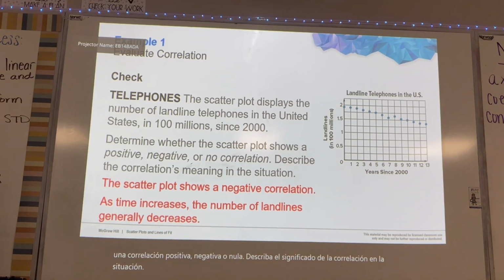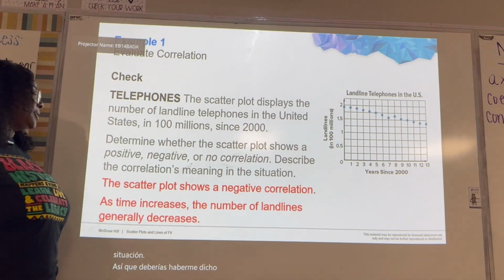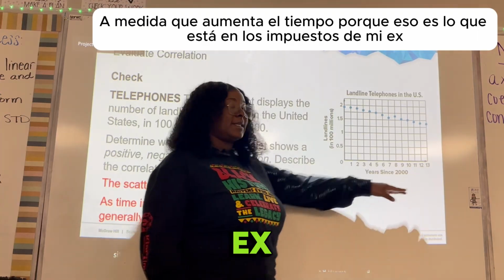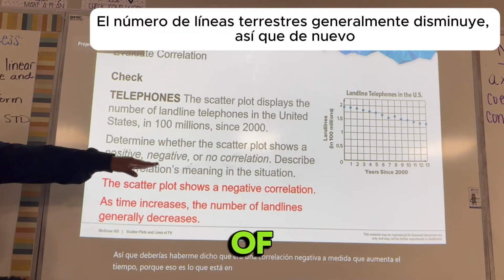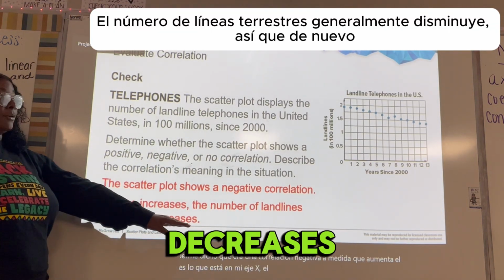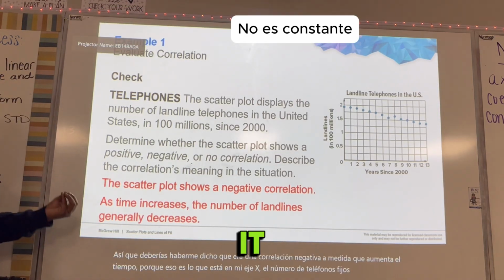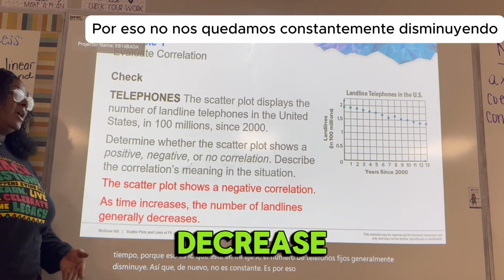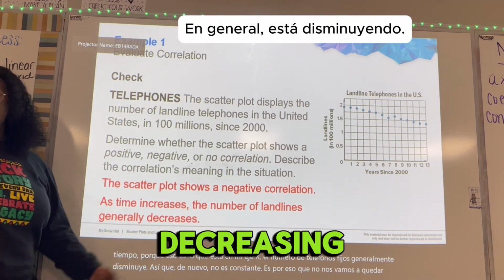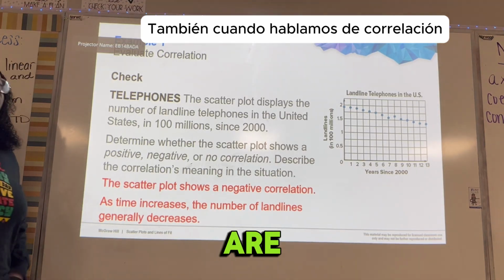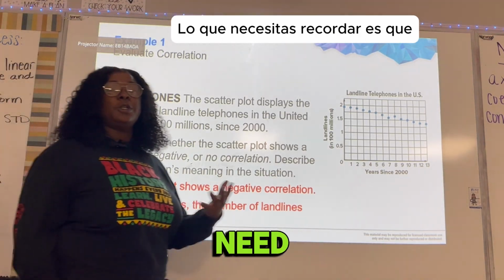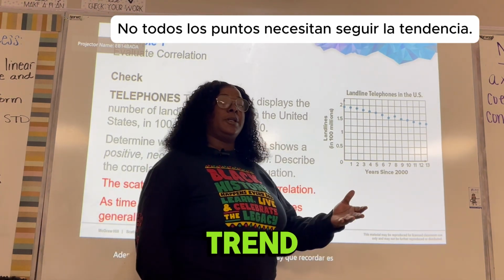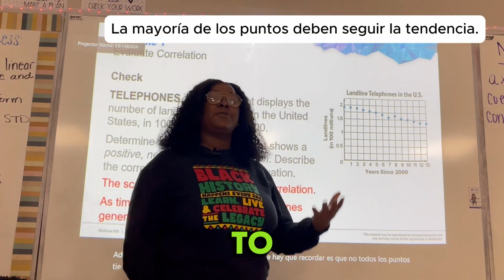So you should have told me that it was a negative correlation. As time increases, because that is what's on my x-axis, the number of landlines generally decreases. So again, it is not constant, so that's why we're not saying constantly decrease. It is generally decreasing. Also, when we are talking about correlation, what you need to remember is that not all points need to follow the trend.